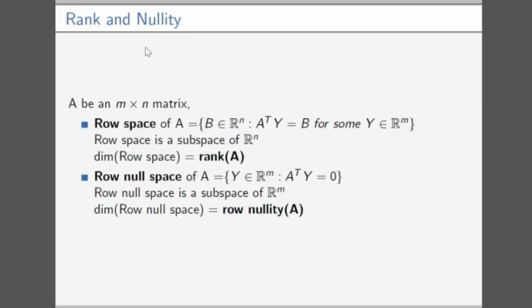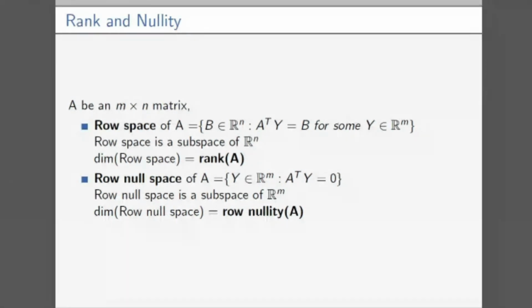When we were talking about column space, it was a subspace of Rm. And when we are talking of row space, it is a subspace of Rn. And the dimension of row space is also the rank of A. That is, we can use either the dimension of column space or the dimension of row space to find the rank of A.